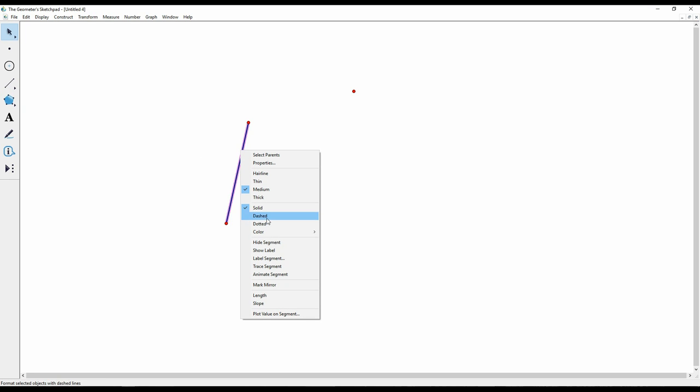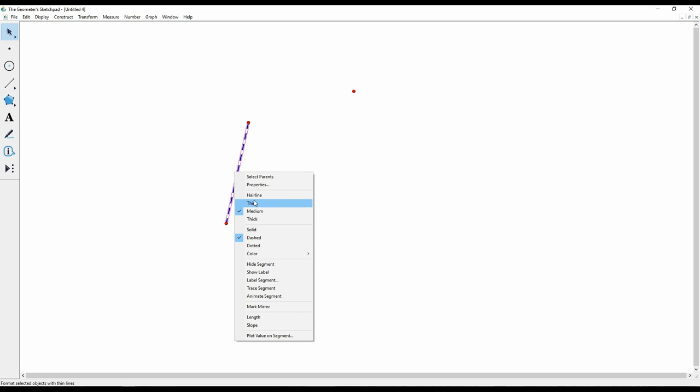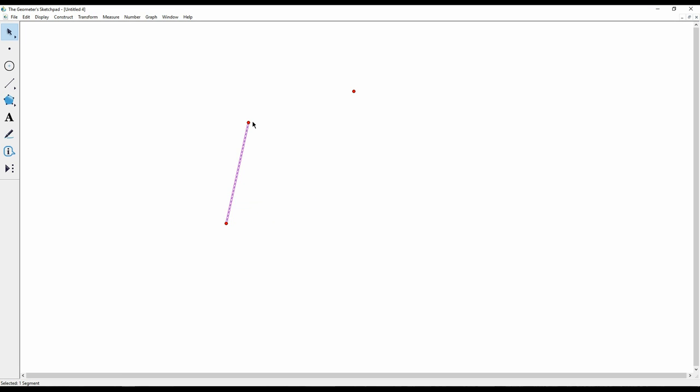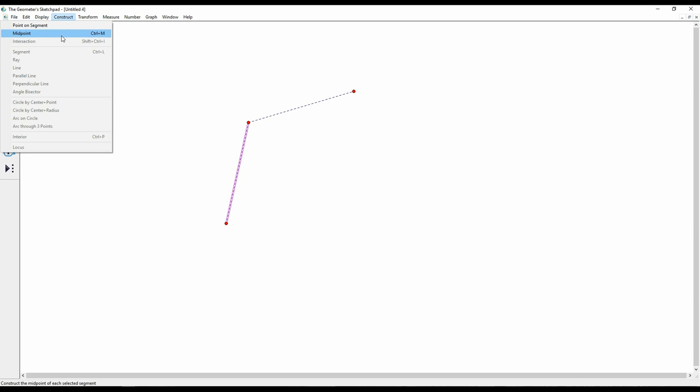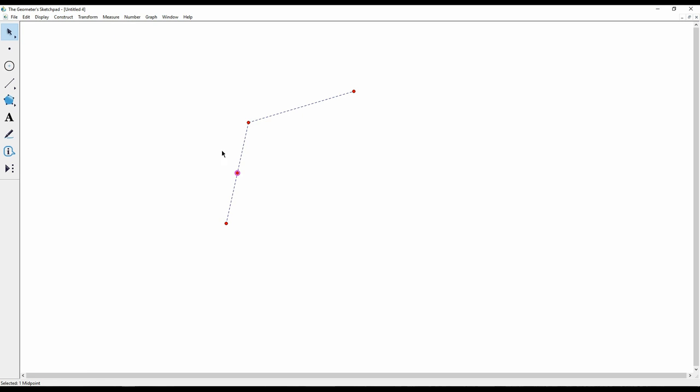It pretty much puts you at the level of someone who has a geometry set, except it's all done electronically. And we can make the lines nice and faint so that they don't stand out. And we now join all three. And now, once we have that, we proceed to find the midpoints of those two lines.